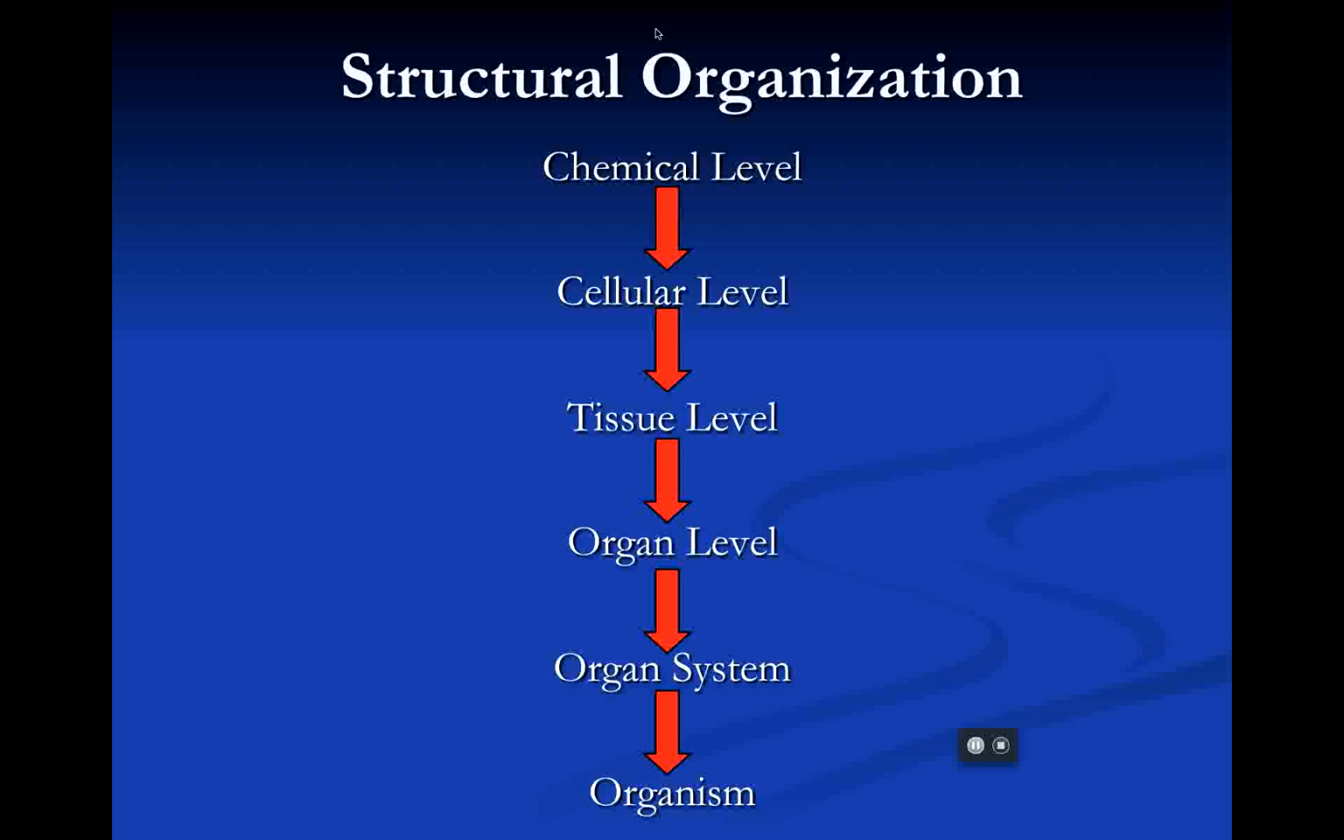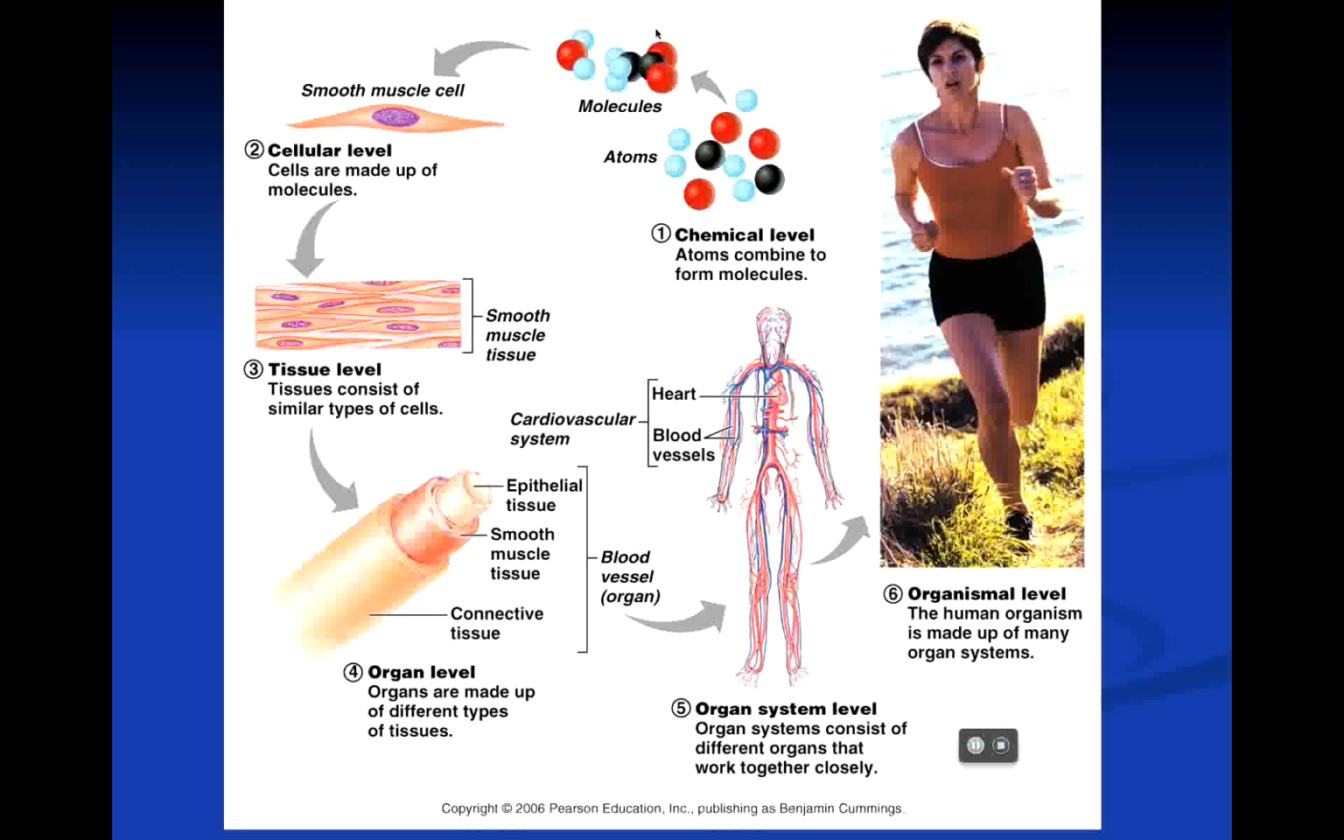Every level is dependent on the level that comes before. We cannot remove the tissues in your body and expect to still have organs, organ systems, and organisms. If you remove one layer, if you think you can take one thing out of your body, the whole organization will collapse. This is just a visual representation of what we were just talking about.